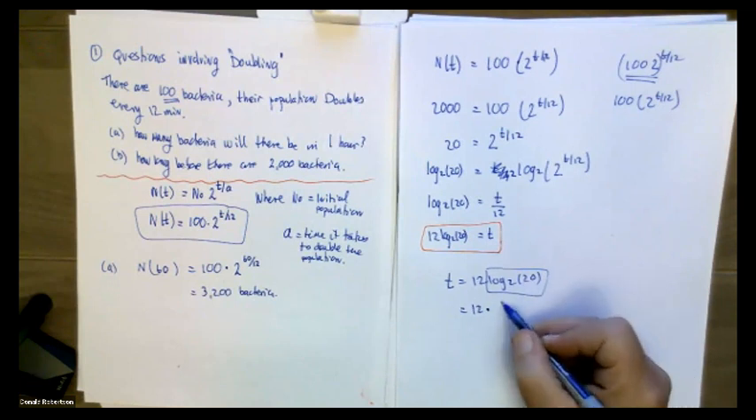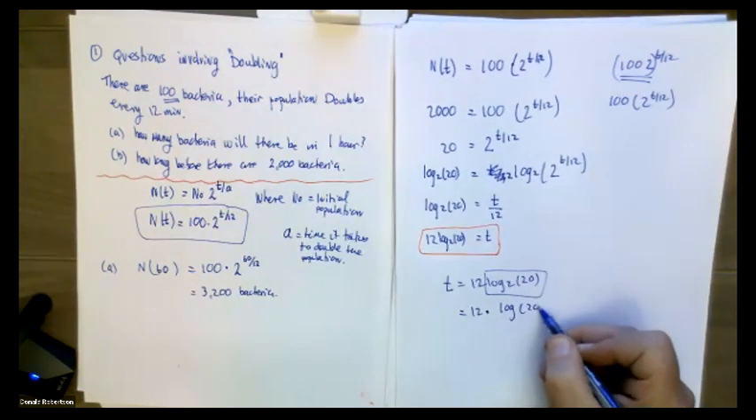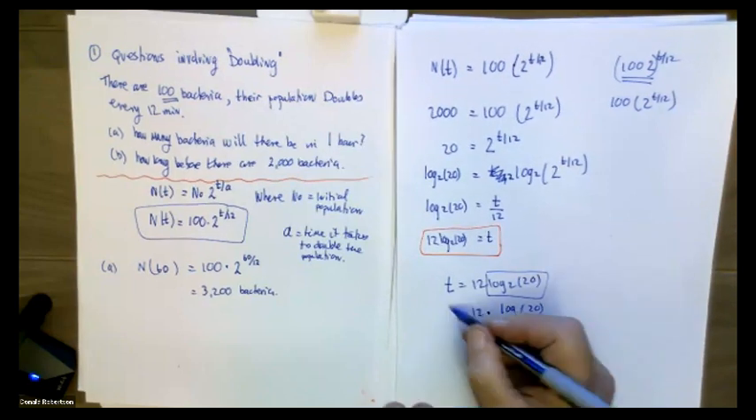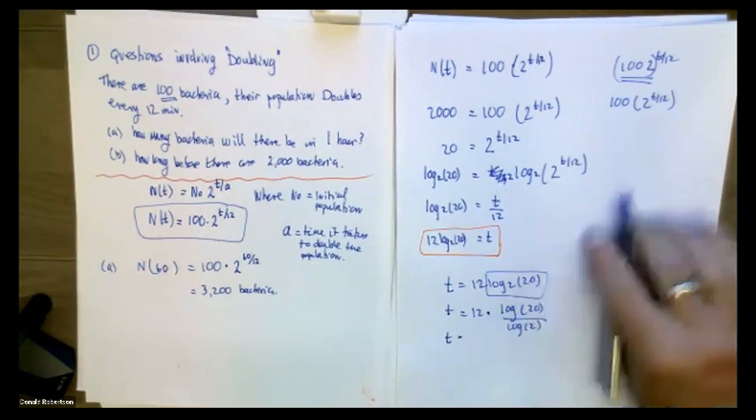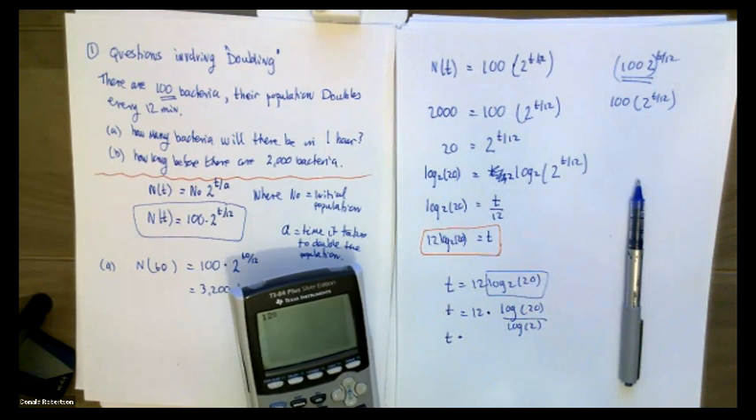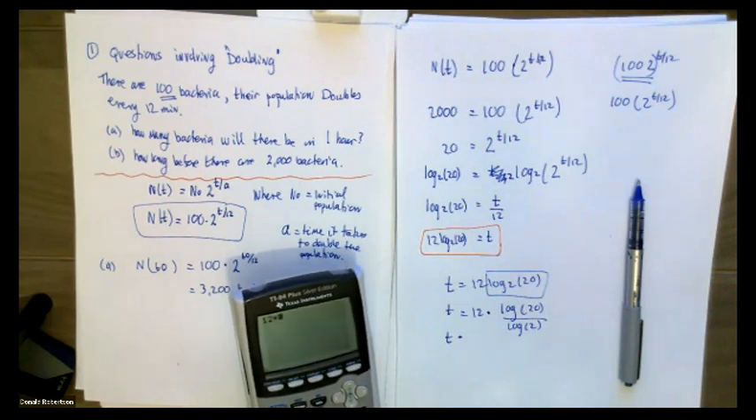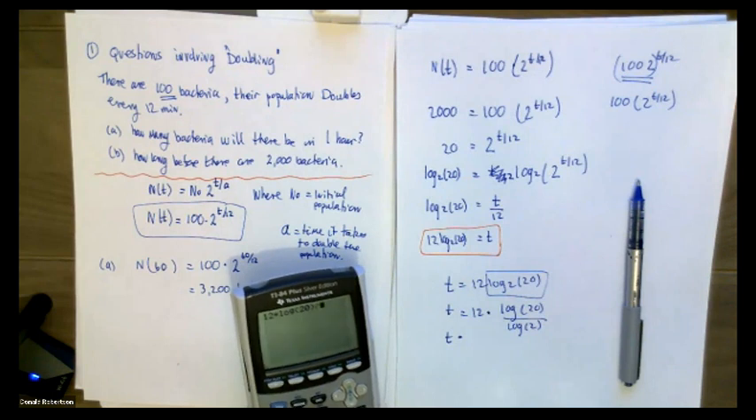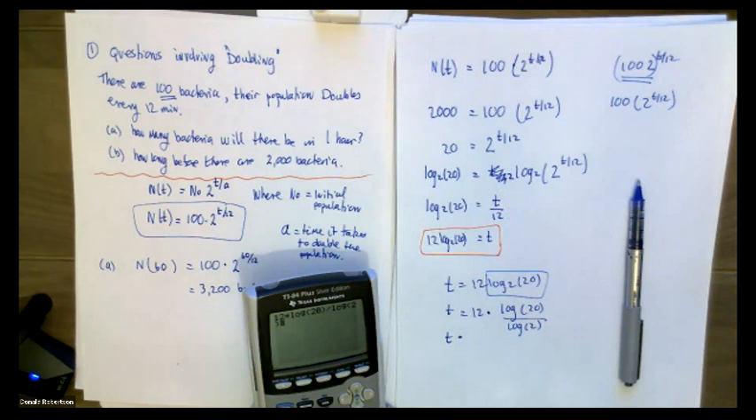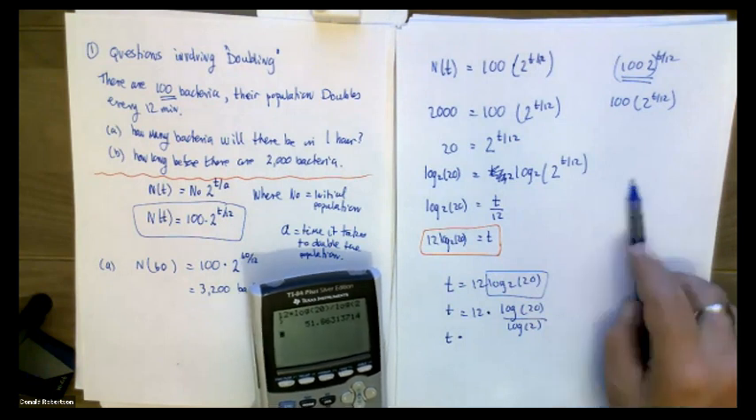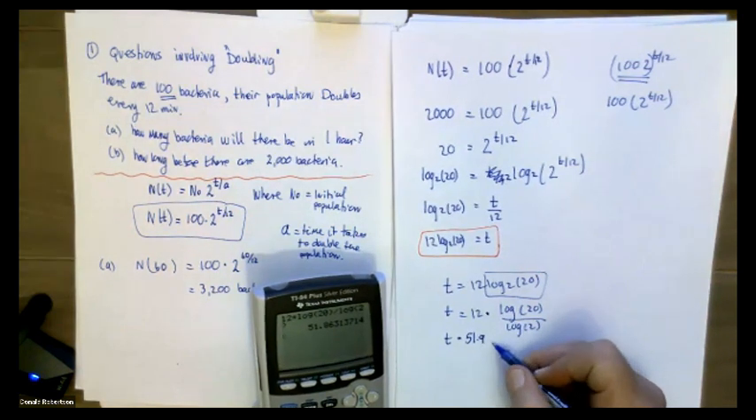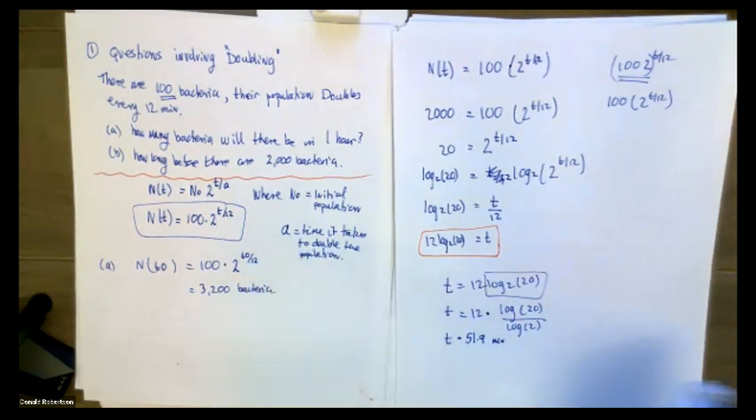So log to base 2 of 20 is the log of 20 over the log of 2. And now I can get the answer. It's going to be 12 times log of 20 divided by log of 2. And the answer is about, let's say to 1 decimal place, 51.9 minutes, just shy of an hour.